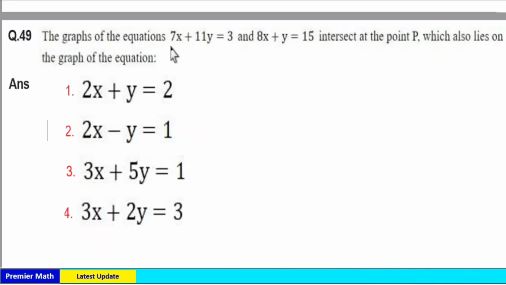The graphs of the equations 7x plus 11y is 3 and 8x plus y is 15 intersect at the point P, which also lies on the graph of the equation of. Here 8x plus y is 15.